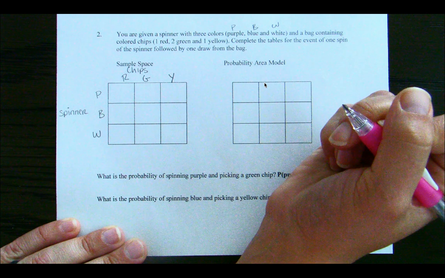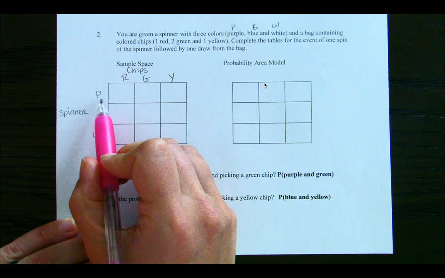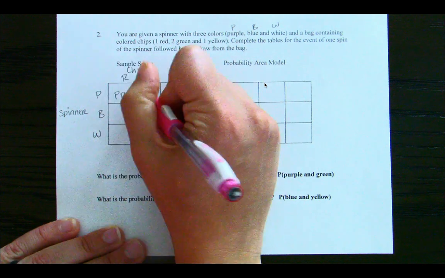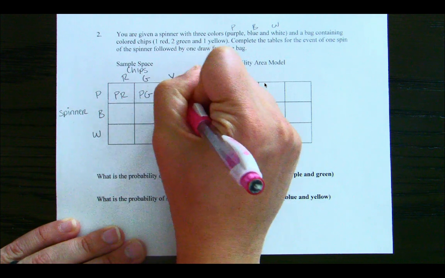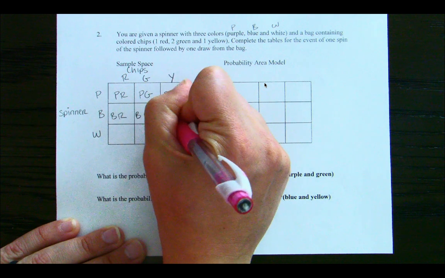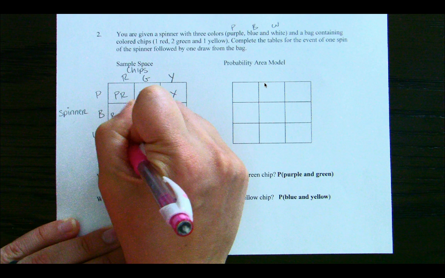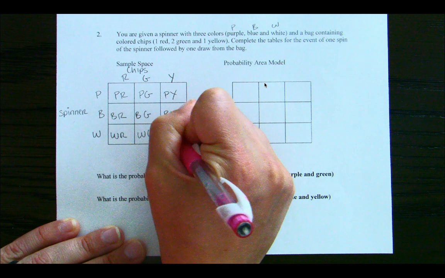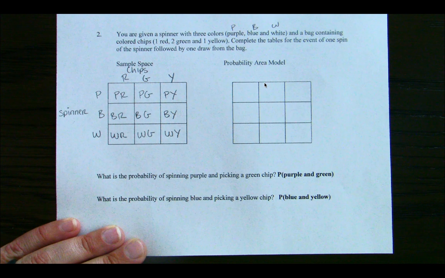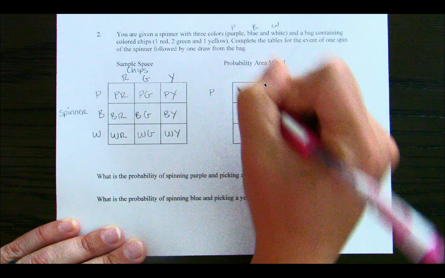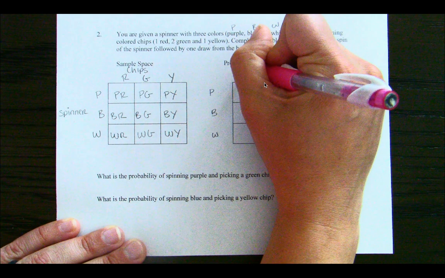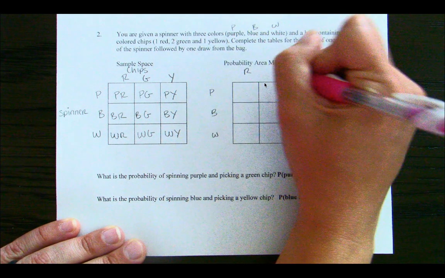So I'm going to fill out my sample space very similar to what I did before. I have purple and red, purple and green, purple and yellow, blue and red, blue and green, blue and yellow, and white and red, white and green, white and yellow. So this is my sample space. Now I'm going to move on to my probability. I'm going to write these a little bit further out because I want to be able to write down the probability of getting these different colors.